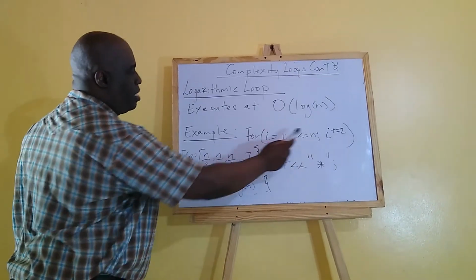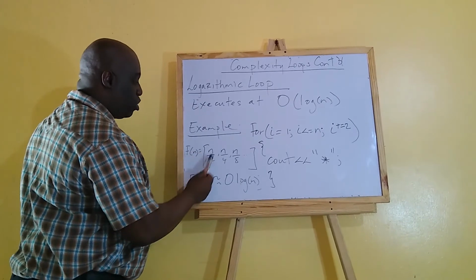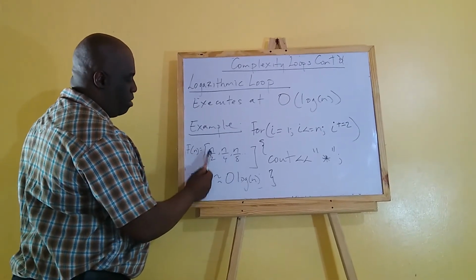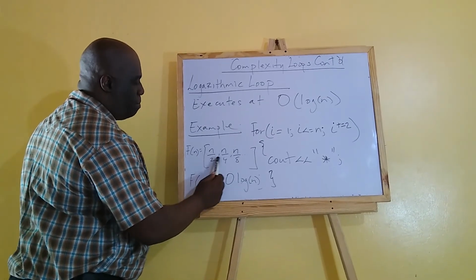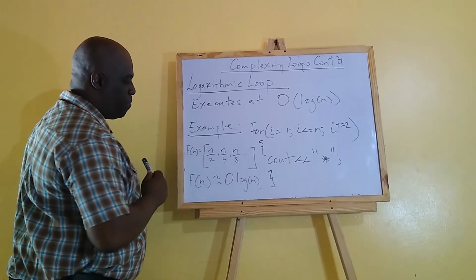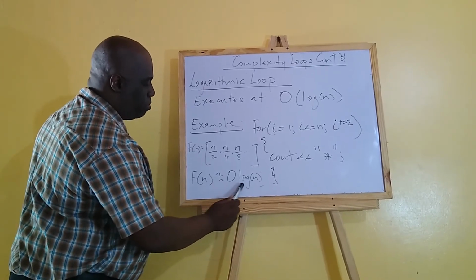N over 2, because each time around it's going to execute twice as fast. So when it executes twice as fast, notice n over 2, n over 4, n over 8, this function in n becomes progressively smaller. So therefore the entire size of f of n moves towards approximately log of n.